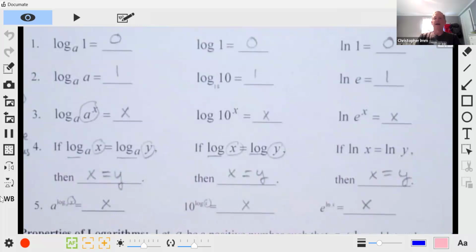We'll be looking at more of these rules when we come back.